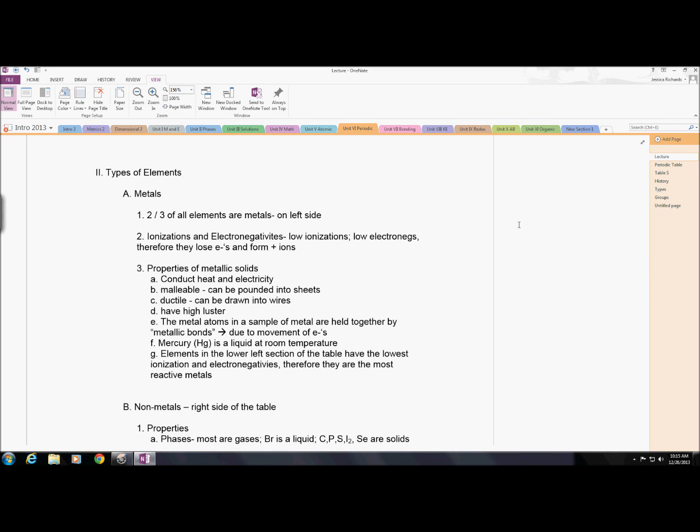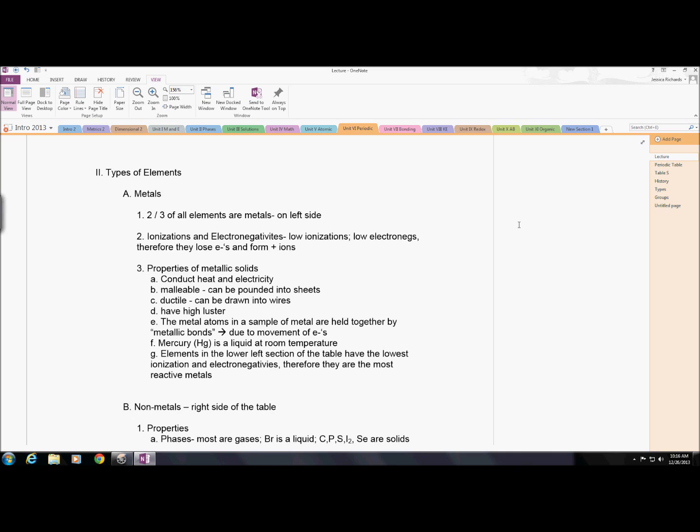We'll talk about metals first because most of the elements on the periodic table are metals. There is a black stair-step line on your periodic table. Everything to the left of that line, with the exception of hydrogen, is a metal. Metals have some things in common. They all easily lose electrons. That is probably the key to being metallic.